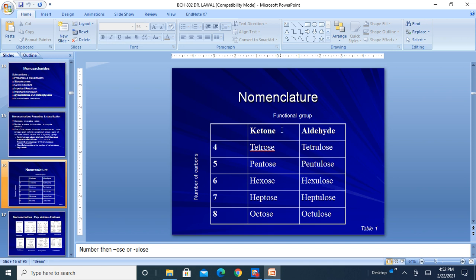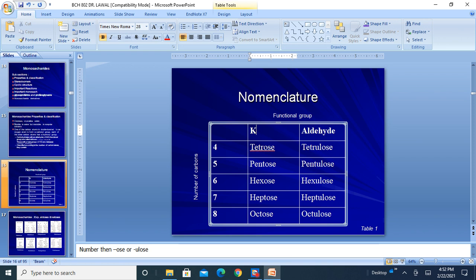The aldehyde with 4 carbon groups are referred to as tetroses, while the ketoses with 4 carbon groups are referred to as tetruloses. A 5 carbon pentose with a keto group is referred to as pentulose, and so on.